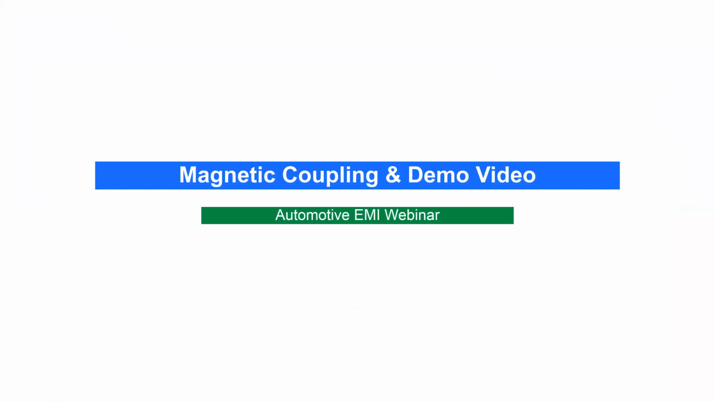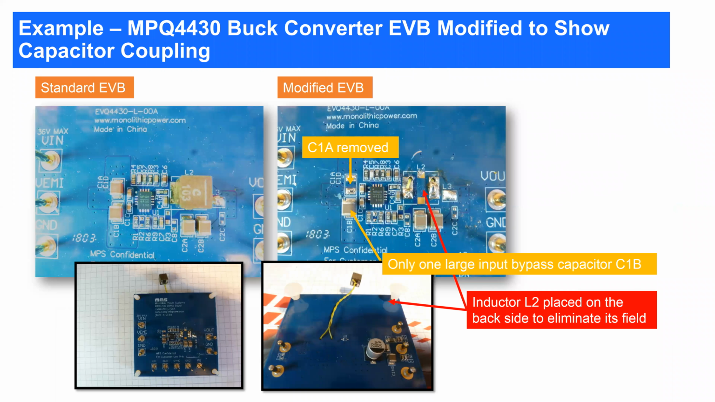Okay, for magnetic coupling, I made a demonstration video. I started with the 4430 step-down regulator. Here on the left side, we see a symmetric VIN decoupling. In order to make it a little bit easier, I removed the top VIN decoupling capacitor so that we have only a single large MLCC VIN decoupling, the 100 nanofarad one. That's the VIN trace here, that's the ground area.